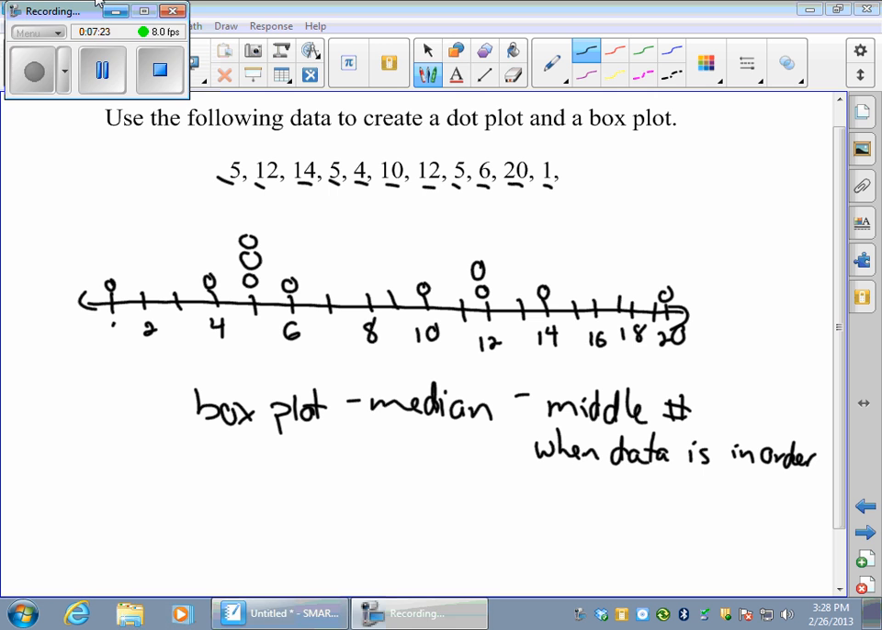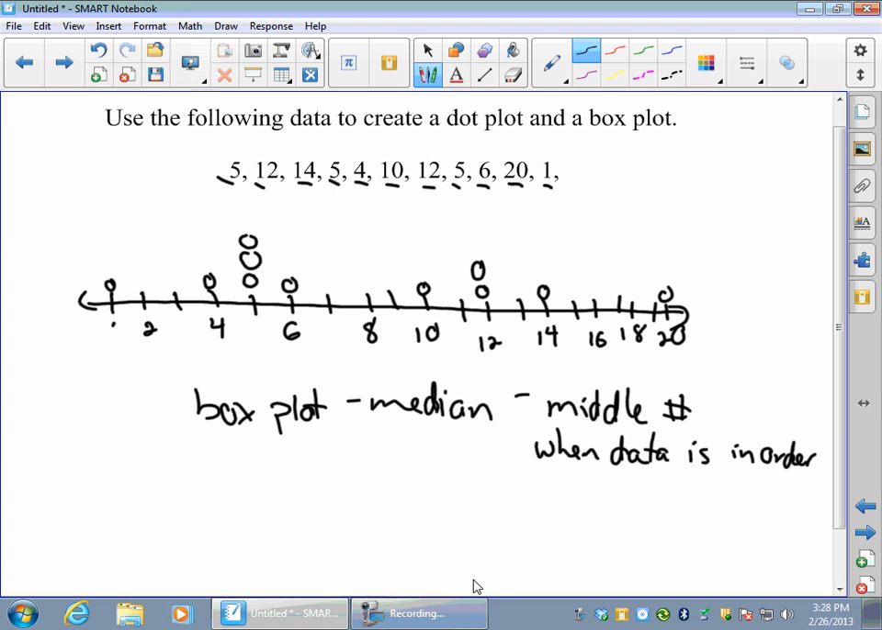So anytime I'm going to make this box plot, the first thing I'm going to do is put the numbers in order. So again, I like to cross them off as I go to make sure I get them all and don't miss any. So I'm going to have 1, 4, then I have 3 5s. I could actually use my dot plot here because that put them in order for me. Then I have a 6, and then I have a 10, 2 12s. I'm just putting them in order so I can find the median. And then I have a 14 and I have a 20.